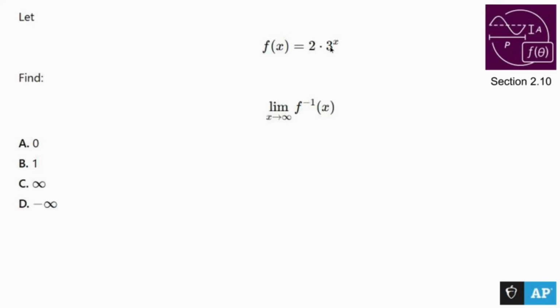Let f of x equals 2 times 3 to the x. Find the limit as x approaches infinity of its inverse. All right, so I'm not going to find the inverse. I don't really want to. This is what I see here.